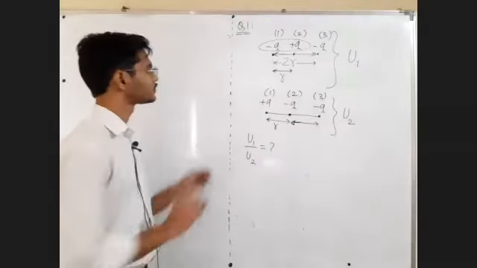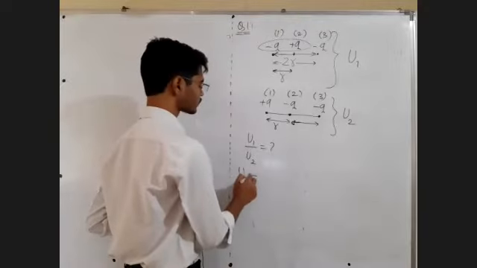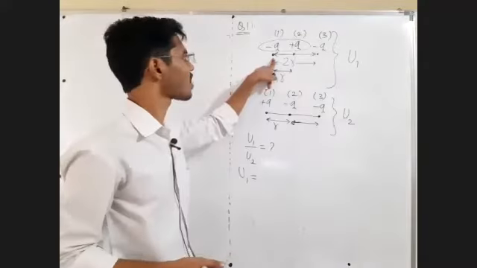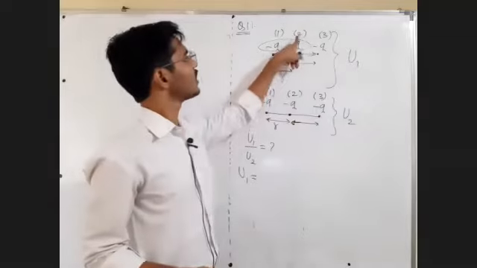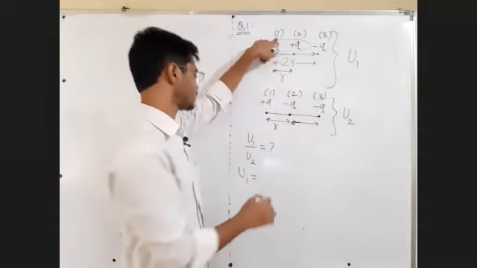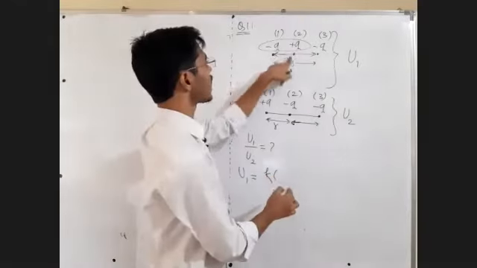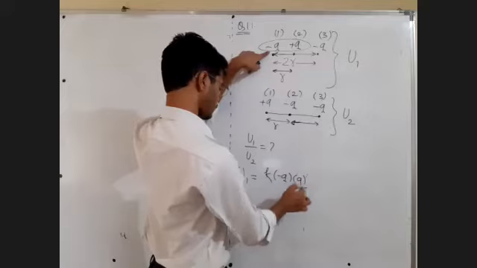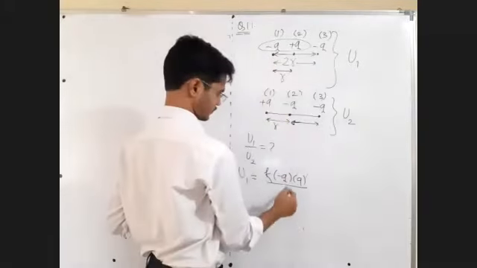Fine. Let us calculate U1. To bring the first charge in the system, no need of work. It will come alone from infinity to the given point. Now we will bring the second charge in the field of first. K Q1 Q2 upon R12. Q1 is minus Q, Q2 is Q, and R12, the distance between 1 and 2, is small r.